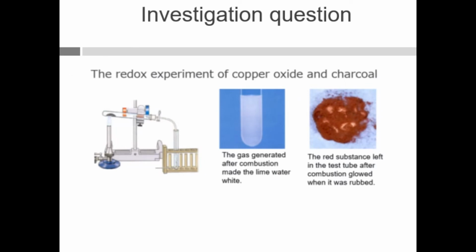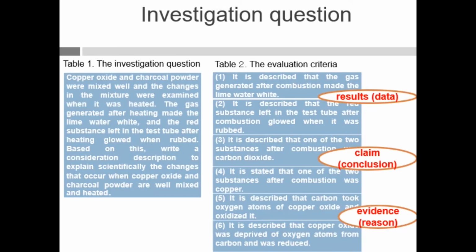We will show the investigation question. For the investigation question, we set a discussion of the redox experiment of copper oxide and charcoal, which is content related to the lesson with an experiment. Table 1 shows the investigation question, and Table 2 shows the evaluation criteria for the investigation question. The evaluation criteria consisted of 6 items. Items 1 and 2 are results, data. Items 3 and 4 are claim, conclusion, and items 5 and 6 are evidence, reason.